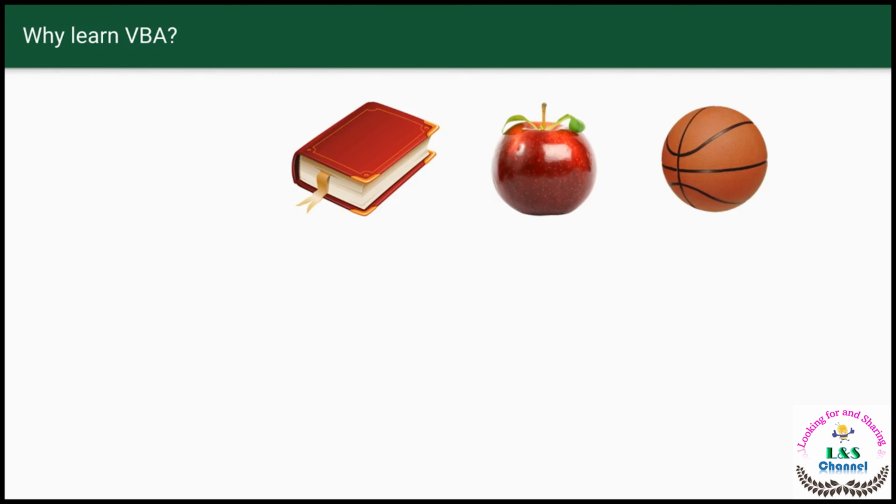Let's reinforce these concepts with a couple other real-life objects. So here I have three objects. I have a book, I have an apple, and I have a basketball. And I want you to think about some of the properties or characteristics that these three objects might have, as well as some of the methods, which are the things that we can do with these objects.